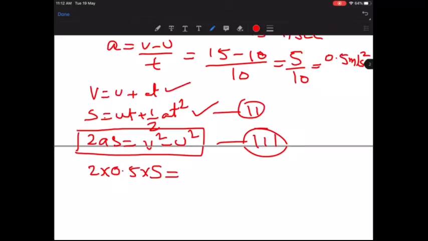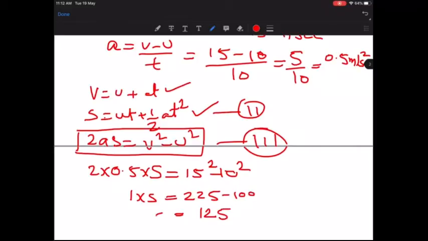S you have to calculate. What is your V square? 15 square. What is your U square? It is 10 square. So if you solve this, you will be getting 1 into S. 0.5 into 2 is 1 into S is equal to 225 minus 100. So you will be getting 125. So S is equal to 125. What is the unit? Meters. So this is your distance.